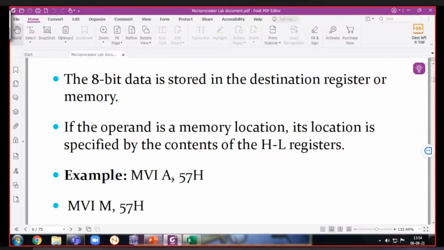This instruction is an example of 2 bytes, because for storing we require 2 addresses. MVI A 57, opcode for MVI A is 3E. So at one location we will store 3E, in the next location we will store 57. This is an example of a 2-byte instruction. Similarly MVI M has some opcode.